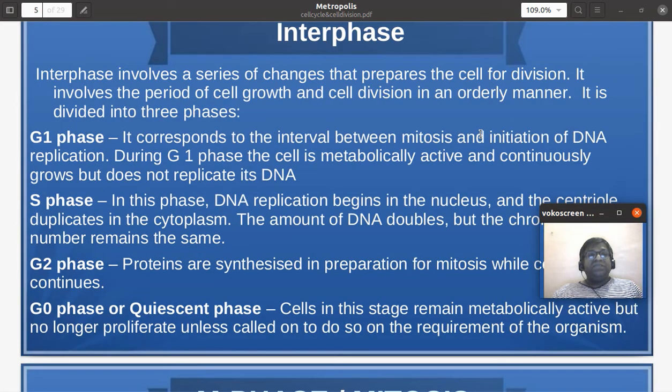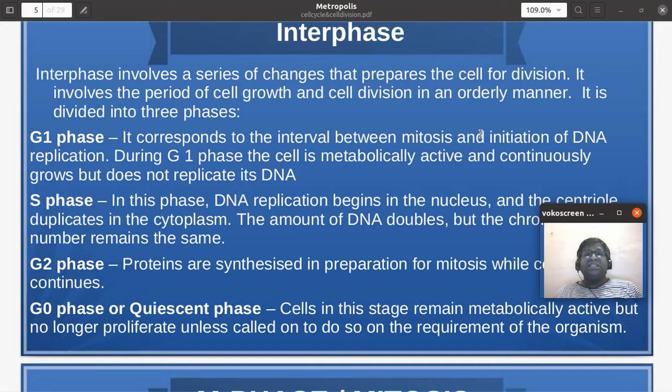In the interphase, what you can notice is that it involves a series of changes that prepares the cell for division. It involves the period of cell growth and cell division in an orderly manner. It is divided into three phases, that is G1 phase, S phase, and G2 phase.